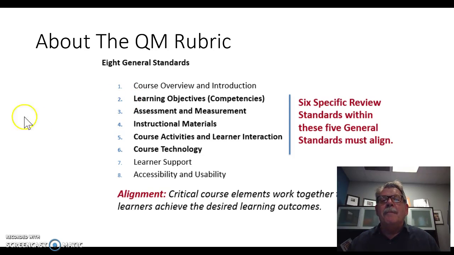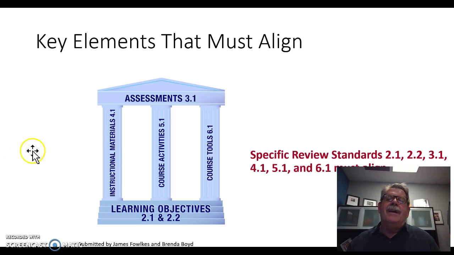I think the idea here is to say that the learning objectives are the basis of the entire QM structure. The assessments at the top are the way that you'd measure that, and the things that support the assessments measuring the learning objectives are the instructional materials, the activities in the course, and the actual tools in the course, some of which are in Canvas, some of which may be in publisher sites, that help a course actually run.